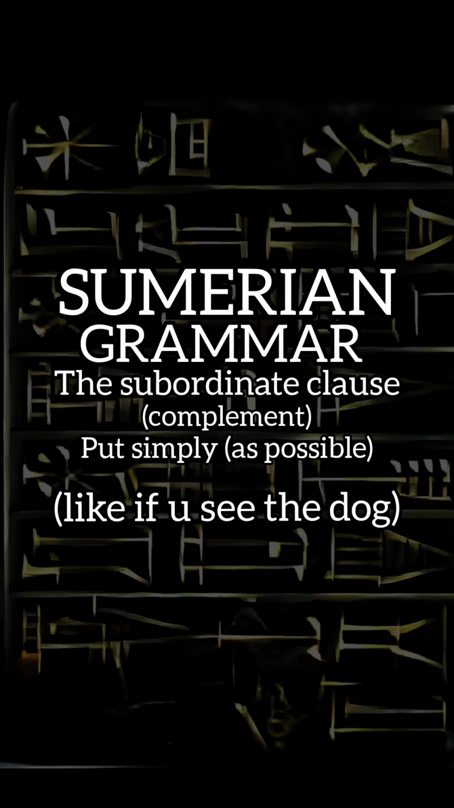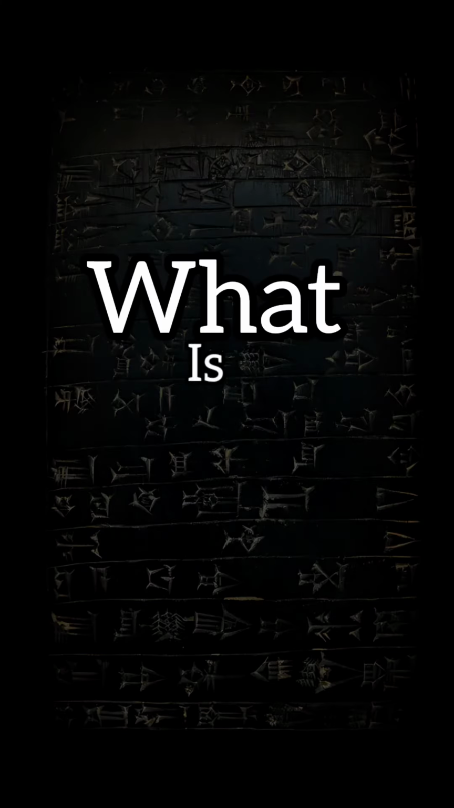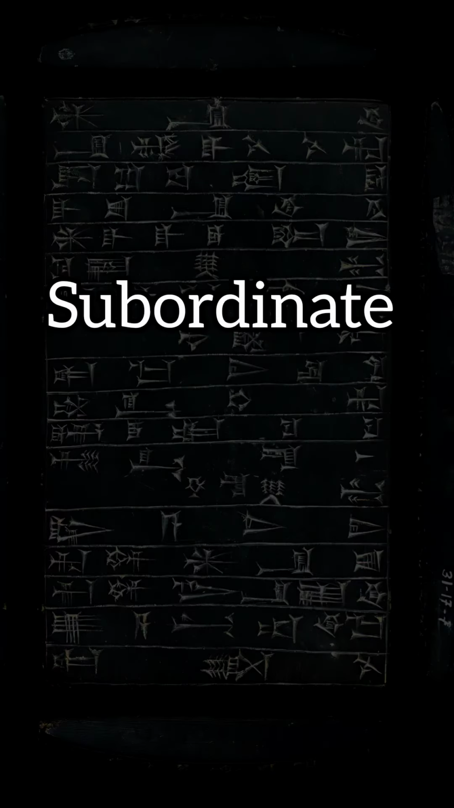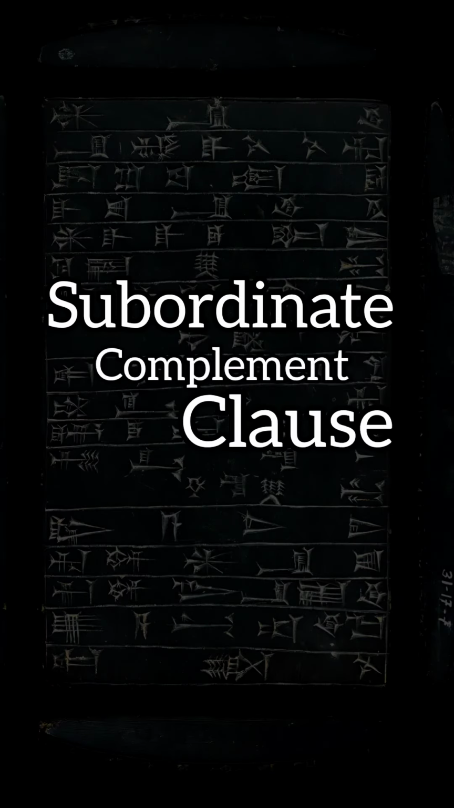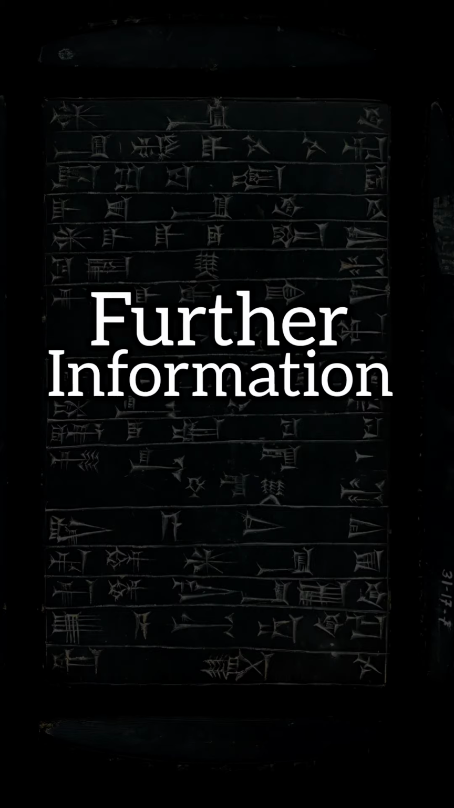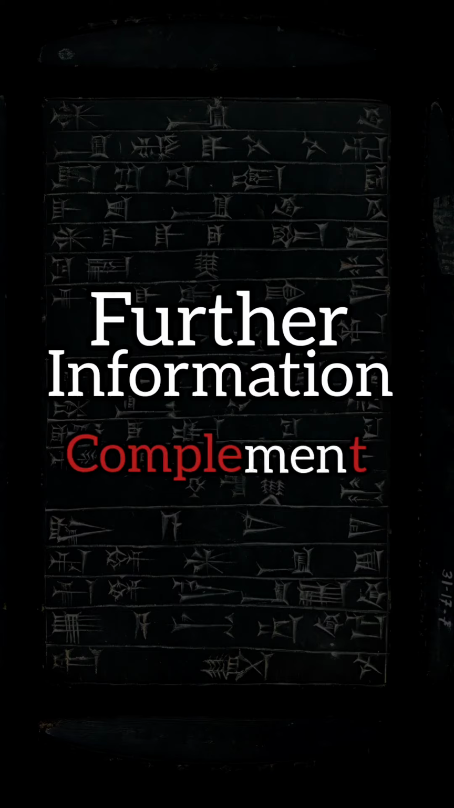Sumerian grammar, the subordinate complement clause. So, what is a subordinate clause? The subordinate complement clause basically adds further information to a sentence which could already make sense. You could say it completes the information.